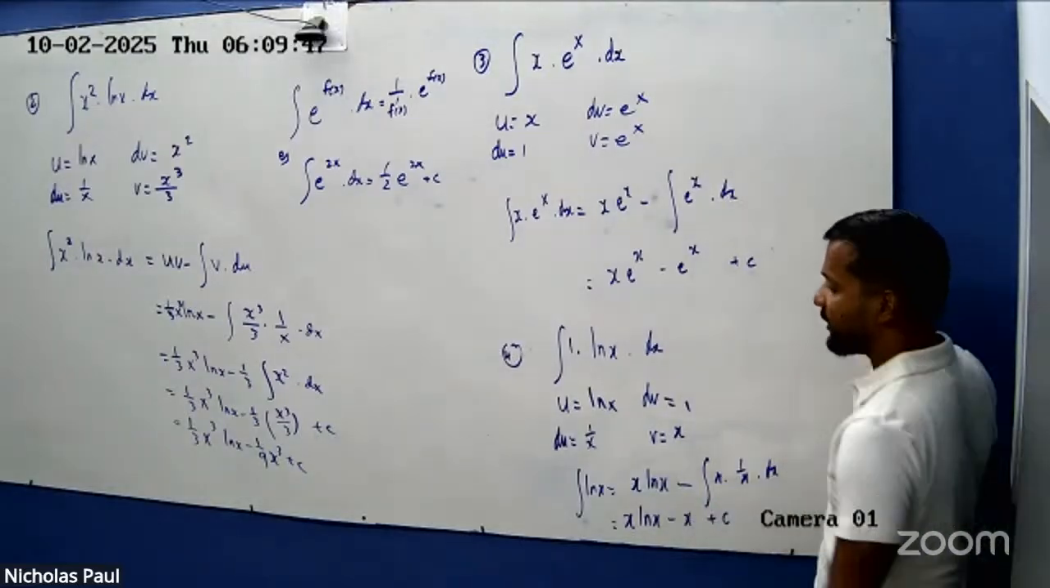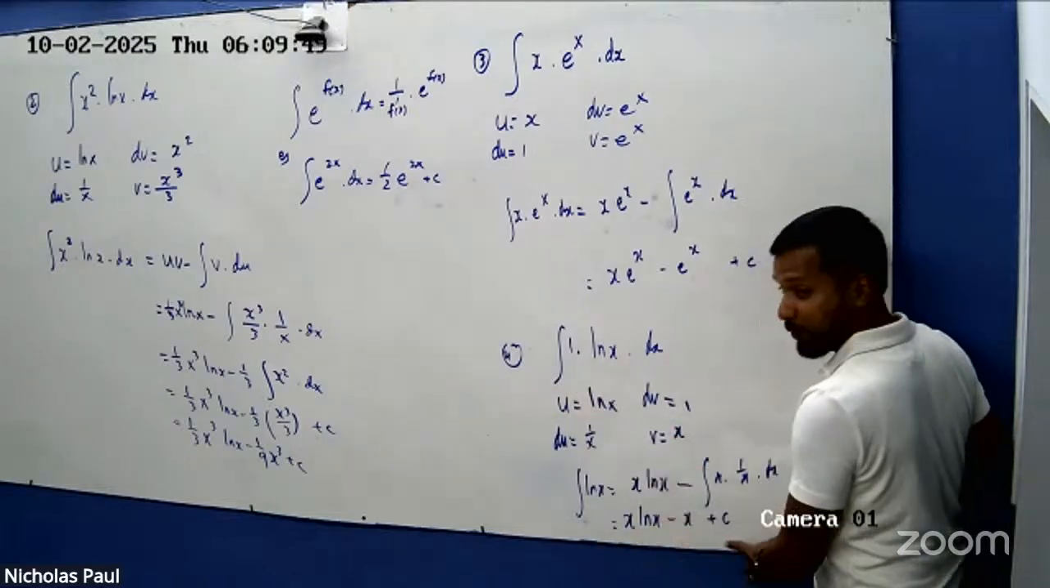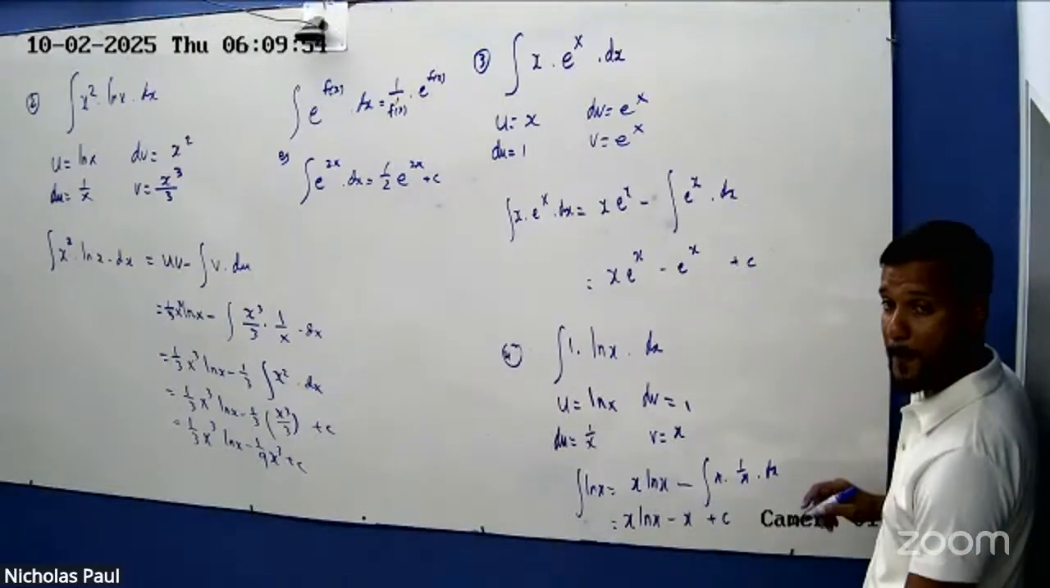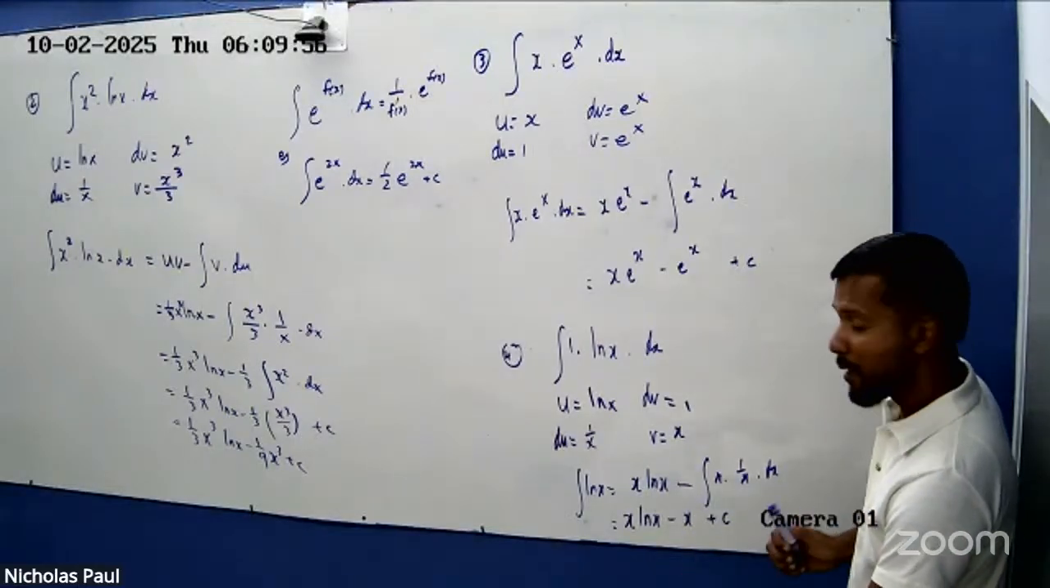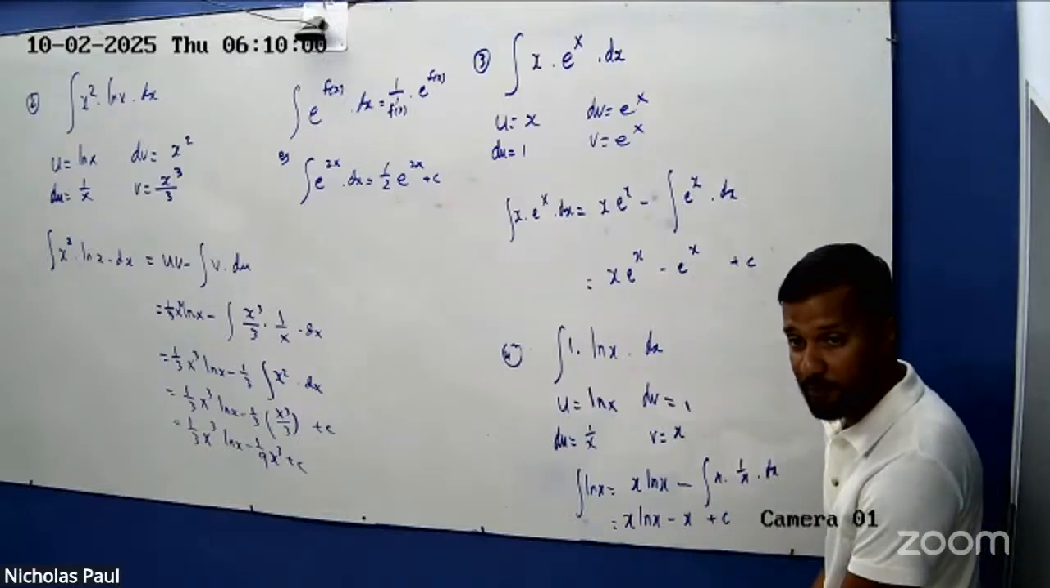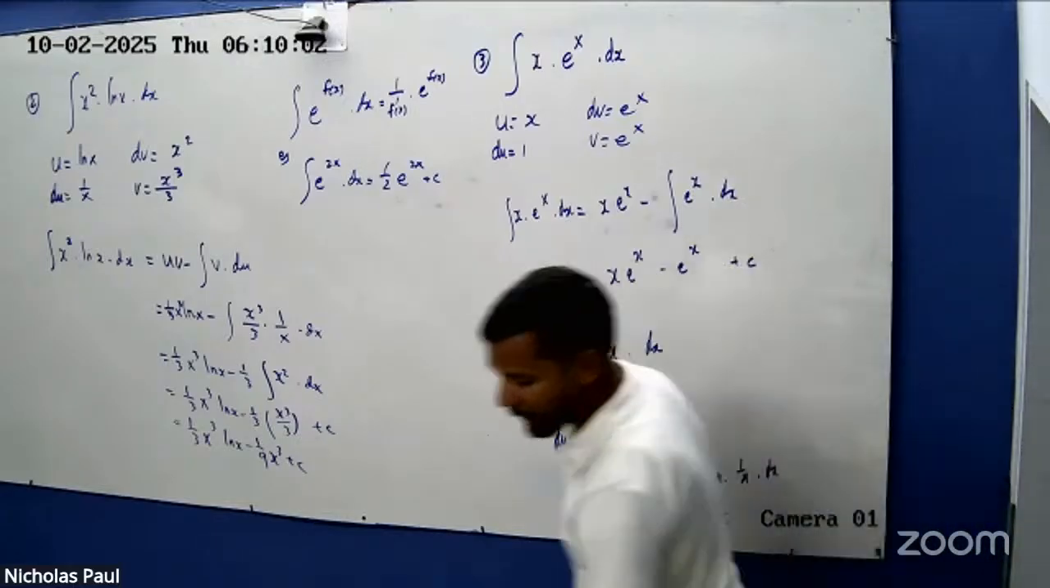So if I ask you what's the integral of ln x, you're going to write all of this: x ln x minus x. That's okay? Because the x will cancel here and I'll get 1, and the integral of 1 is x. Let's go again.